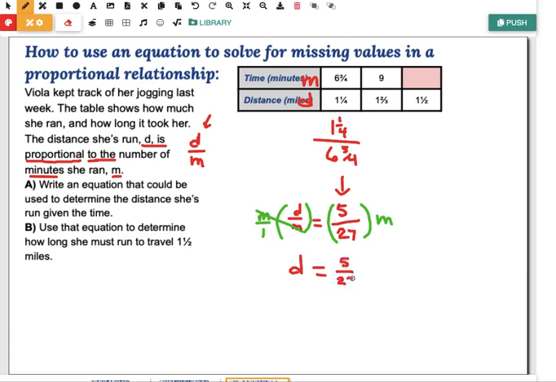5/27 times M. So it makes sense because the distance that she has run will be determined by multiplying the number of minutes by 5/27 of a mile. So if she runs 2 minutes, she will have run 5/27 twice, which is 10/27. If she runs for 3 minutes, then that's going to be 5/27 three times, and that's going to be 15 over 27. So it tells you the distance based on how many minutes she has run. So that answers part A.